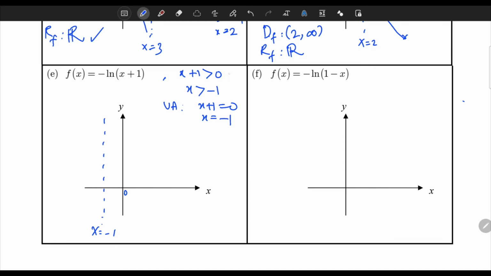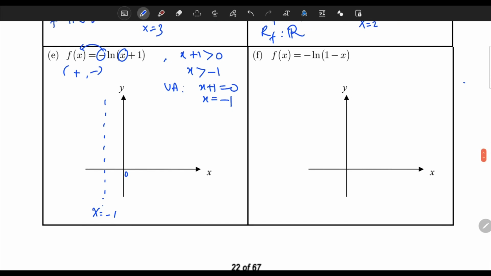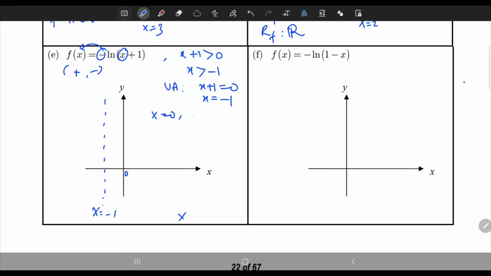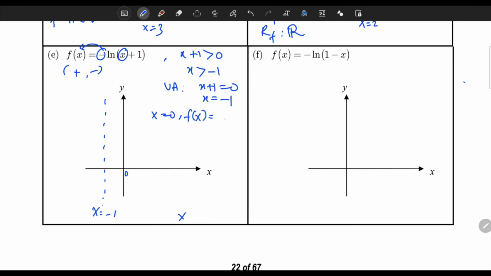x greater than negative 1. So meaning, you look at the outer point of the graph. So this is x positive. Here should be negative. Positive, negative, where is that? That is in the fourth quadrant. Somewhere here. So that's the asymptote. Right? So we need to get the intercept. So when x is 0, we get f(x) equal to negative ln 1, which is also 0. So now the graph passes through the origin.